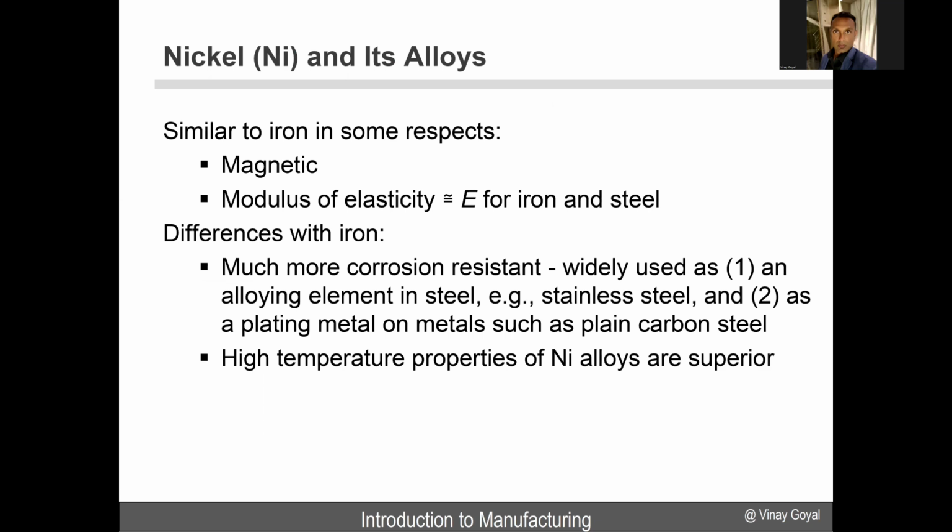Now, this material, nickel, is a very good material. Similar to iron in a lot of ways. The modulus of elasticity of this material is similar, and it has great magnetic properties. Now, the difference with iron is that nickel is very corrosion resistant, is a very strong material, and it has high temperature resistance. Properties for nickel are far superior for high temperatures and are used quite a bit in engines.